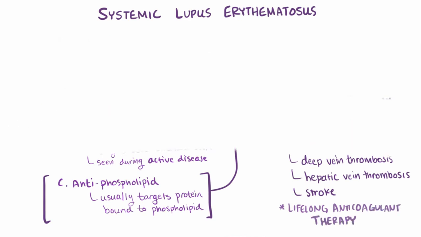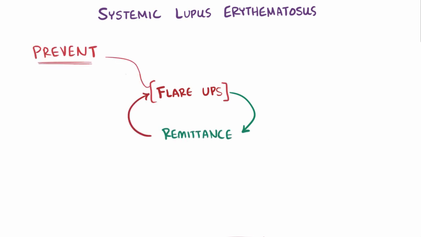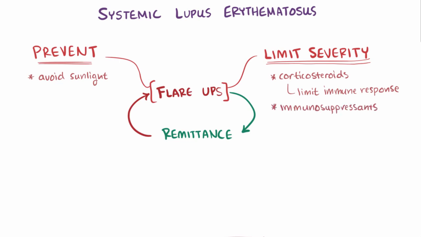So lupus is characterized by periods of flare-ups and periods of remittance. So treatment is often aimed at preventing flares or limiting how severe they are when they do happen. To help prevent flares, some patients might have to avoid sunlight exposure with hats or long-sleeve clothes. To reduce severity of flares, corticosteroids might be used to help limit the immune response. And finally, if symptoms are really severe, certain immunosuppressive drugs might be used.